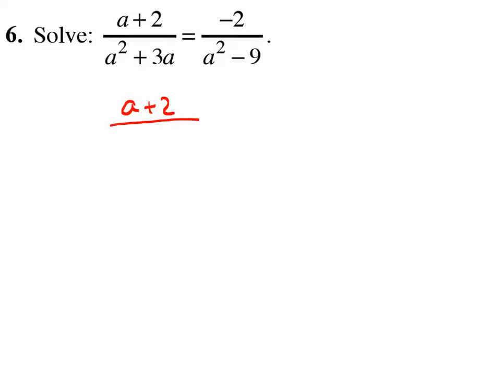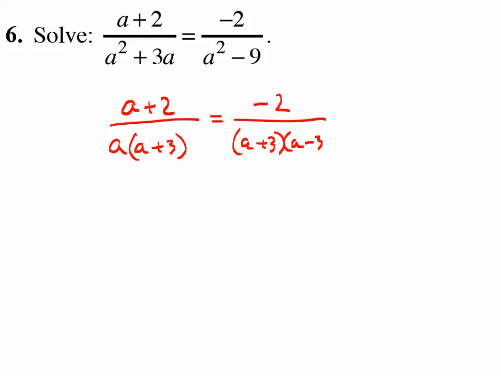So first denominator is a on the outside, a plus 3. -2 on top, a squared minus 9. A plus 3, a minus 3. Good, good. Awesome. What can a not be? Perfect. 3 and -3 or -3 and 3, whichever order you like.